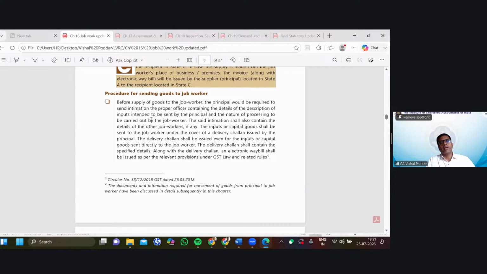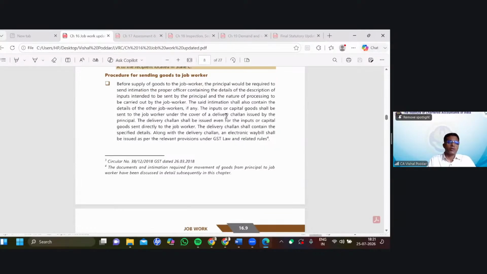Now, how to implement it? For that, we have the procedural provisions. What are the procedural provisions? Before the goods are sent to the job worker, the principal is required to send intimation to the proper officer containing the details of the description of inputs intended to be sent to the job worker for processing. This intimation also contains the details of other job workers, if any.